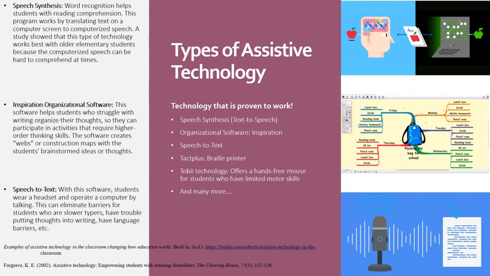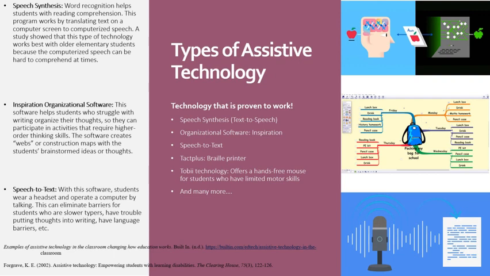The final one is speech to text. With this software, students wear a headset and operate a computer by talking. This can eliminate barriers for students who are slower typers, have trouble putting thoughts into writing, and have language barriers. So this was another type of organizational assistive technology that you could use, but it's also good for language barriers, like I mentioned, and students who might know what they're thinking, but don't know exactly how to write it out formally.